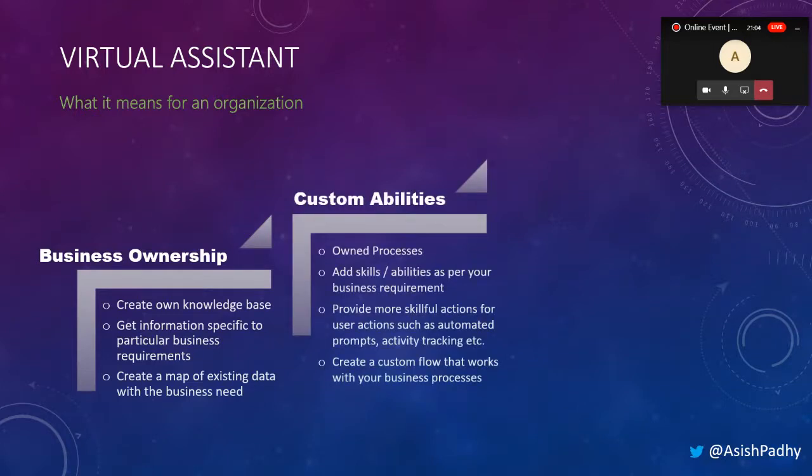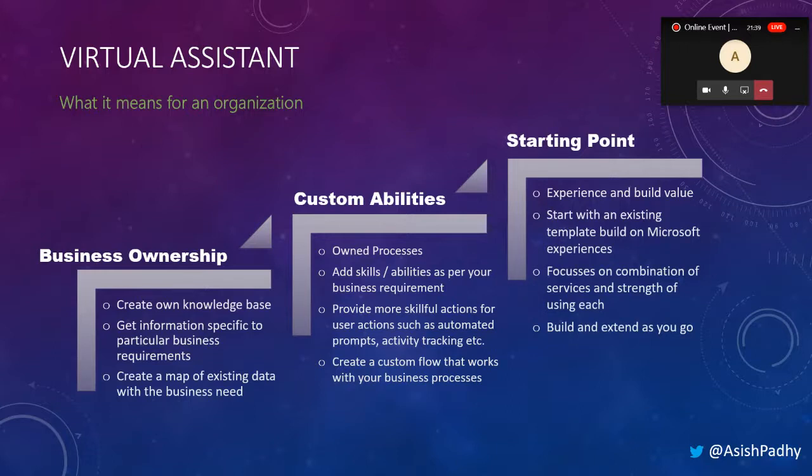Then we take it to the next level. We try to apply custom abilities and processes to it. For example, you want it to be interactive, you want it to do smart stuff, like reading through photos or reading through forms or doing some things automatically. You want it to do automated prompts and activity tracking. You want to create a custom flow around it, not just a rudimentary flow that does only one thing. You want to create an extensible, smarter flow that does a lot of stuff around it.